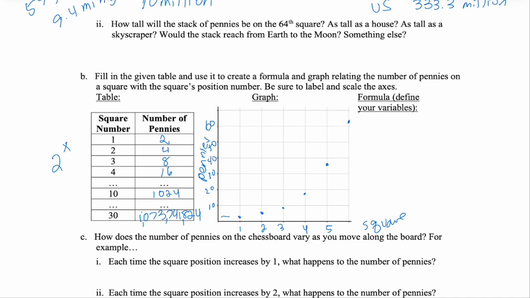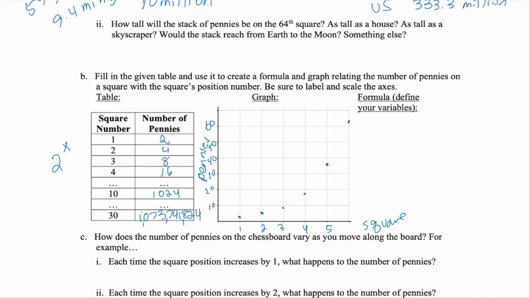So we can see that we can't have half a penny or anything, so technically connecting them isn't really what would happen. But if we were thinking of the shape, if we could have half a penny and so on, that's what that would look like.